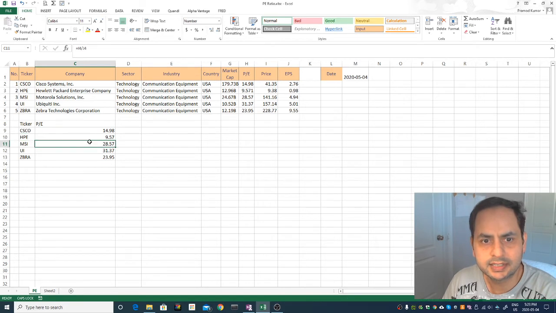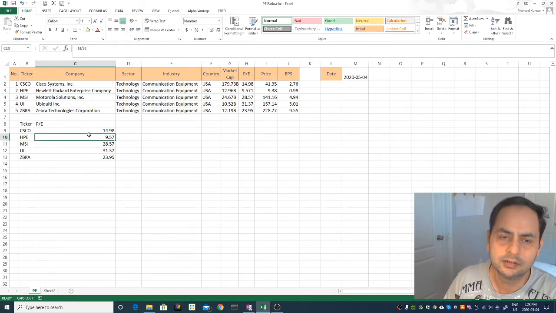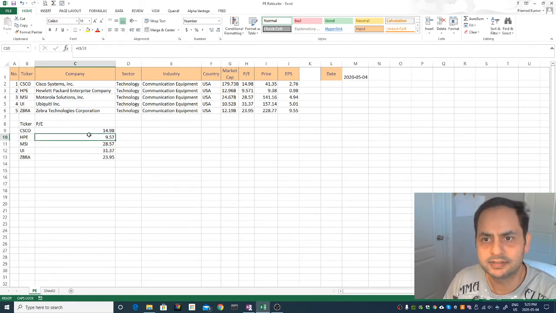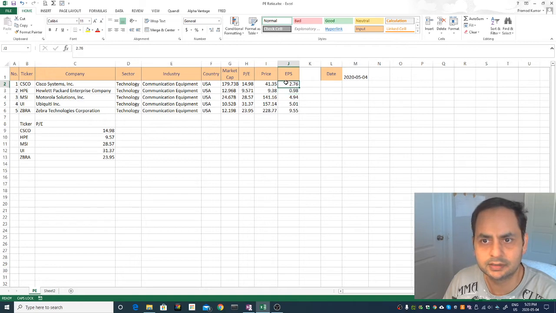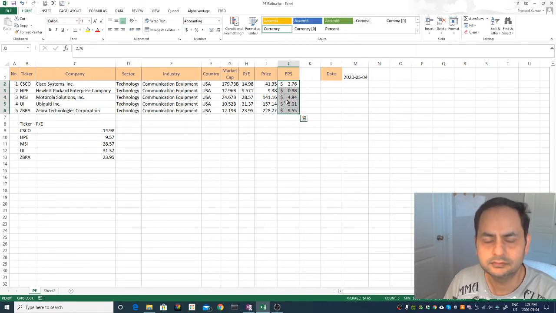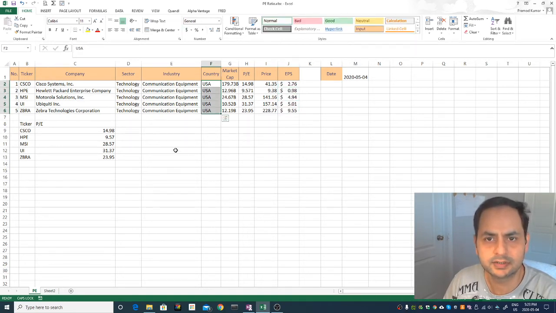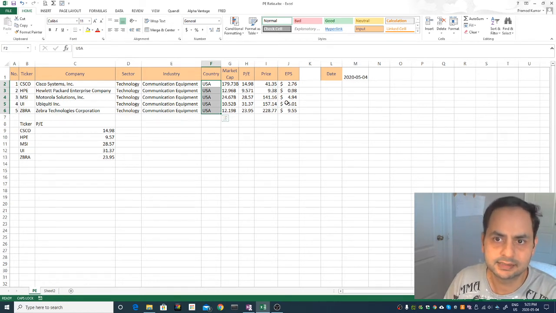Basically you are paying almost 9.57 times more for this earning to get almost $1. These are all in US dollars, because this is the US. If you have a different country, then you need to make sure you adjust the price and earnings accordingly.